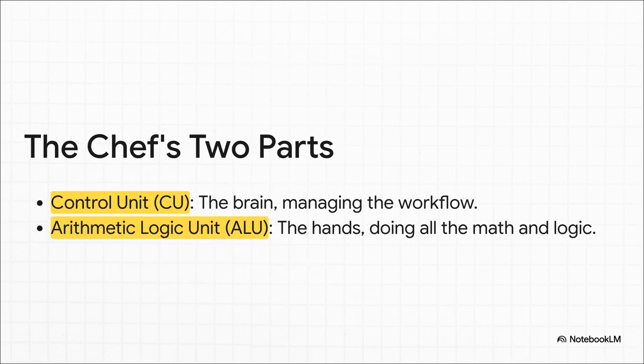But here's a cool thing. Our chef isn't just one person. It's more like two specialists working in perfect sync. First, you've got the control unit, the CU. Think of this as the head chef, the brain of the kitchen. It's reading the orders as they come in and telling everyone else what to do next. Then you've got the arithmetic logic unit, the ALU. Now this is the sous chef, the hands of the operation. It's doing all the heavy lifting, all the math, all the comparisons, all the logical work.